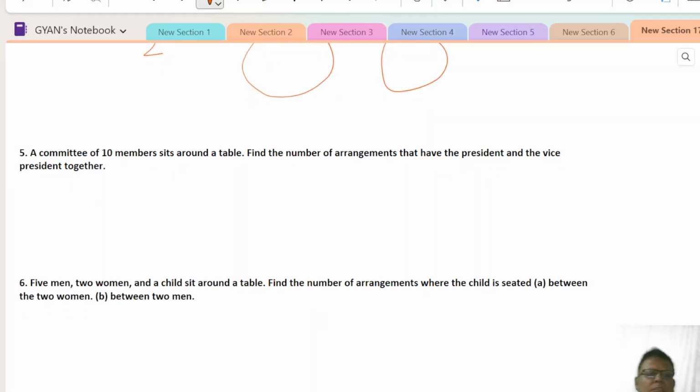A committee of 10 members sit around a table. Find the number of arrangements that have the president and the vice president together. So the president and vice president are together, and they can sit anywhere. So that is one way, but they themselves can exchange the places, so that will be factorial 2. The remaining is 8 members. So factorial 2 into factorial 8.